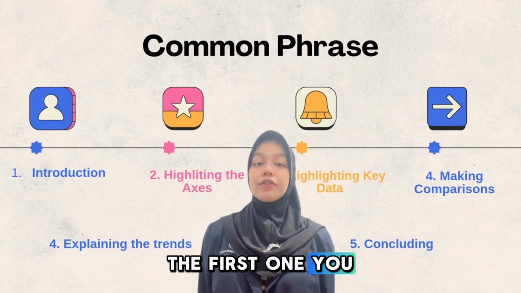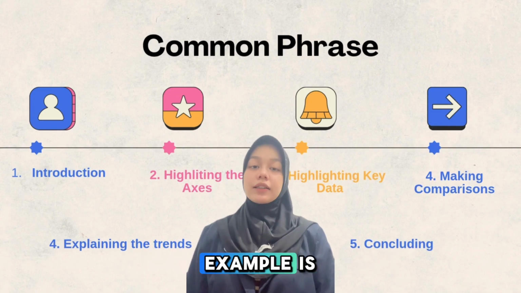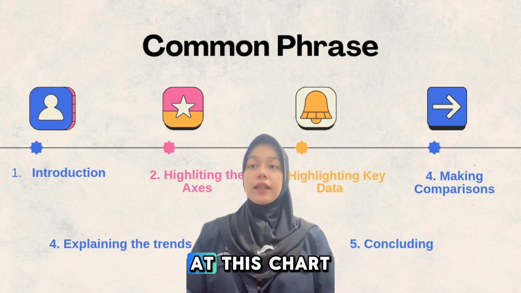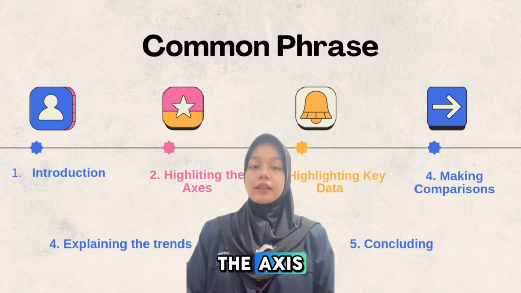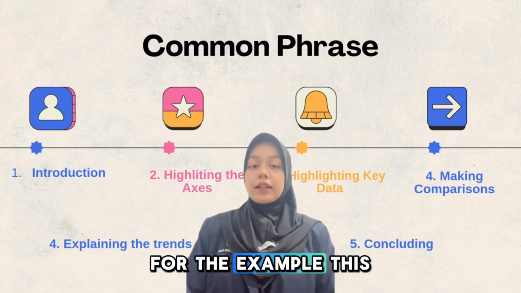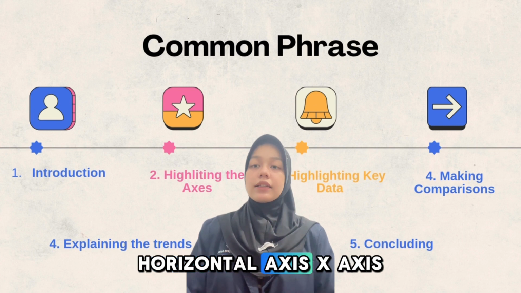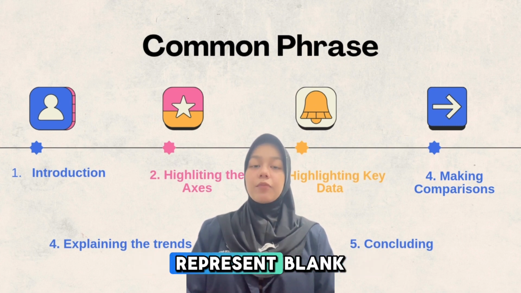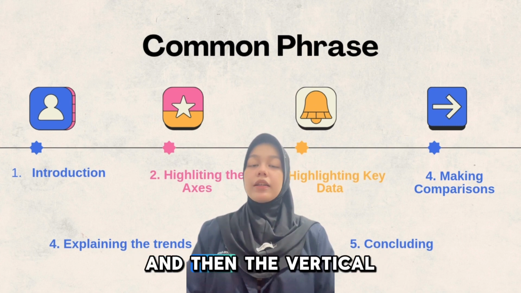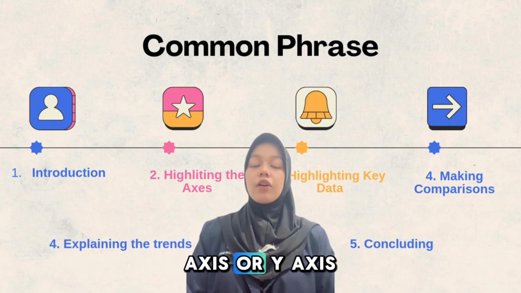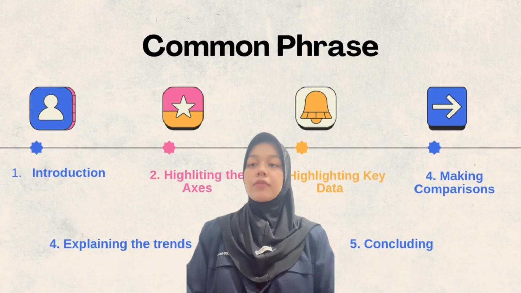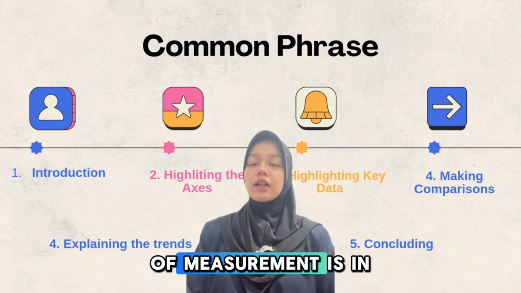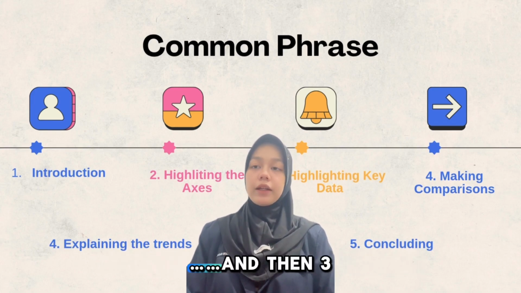The first one is introduction. For example, let's take a look at this chart. And then 2, describing the axis. For example, this horizontal axis, x-axis, represents blank blank blank. And then the vertical axis, or y-axis, shows temperature or percent. And then the unit of measurement is in blank blank blank.